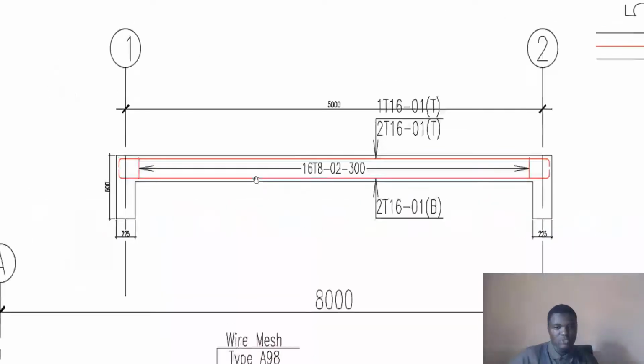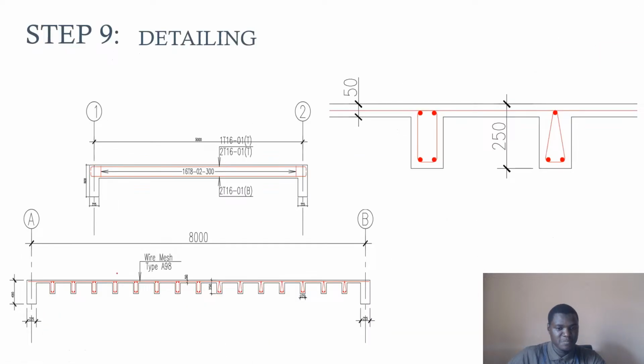But let us talk about the rib beam first. This is the section of the rib beam. This is how the rib beam is going to be, 5 meters long. Based on our design, we specify 2T16 at the bottom. If you can recall, we only require tension reinforcement. So for a simply supported member, the tension reinforcement is only at the bottom of the section. But because of the link reinforcement we are providing, we need to have something that will hold it at the top.